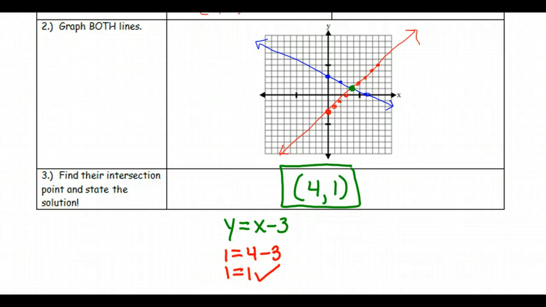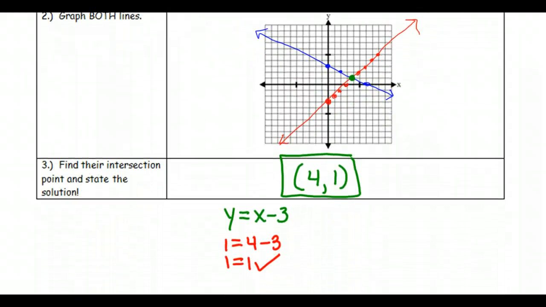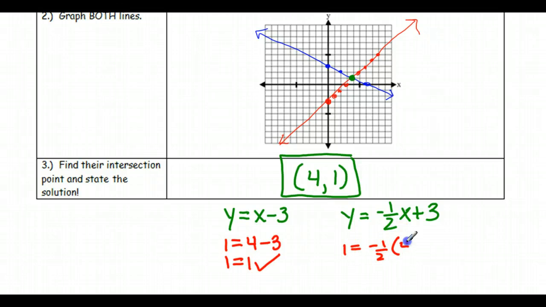Now remember, you have to check both equations. The other equation, let me just scroll up a second, was y equals negative 1/2 x plus 3. Again, we're going to go ahead and plug in x and y. So y is 1 equals negative 1/2 times x, which is 4, plus 3.